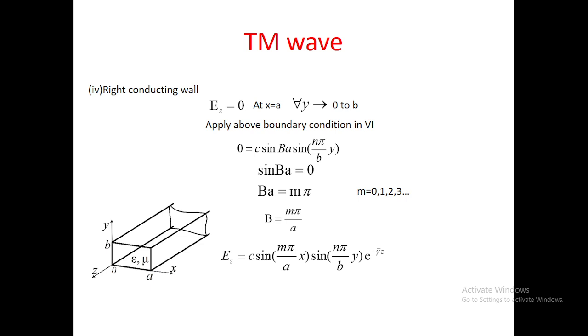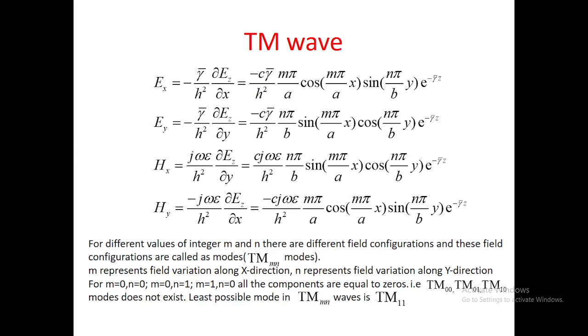Finally, the Ez equation is Ez equal to C sin(m pi x by a) sin(n pi y by b), where a is the width of the waveguide, b is the breadth of the waveguide, and m, n are both integers. m represents field variation along x, n represents field variation along y. So these are the final equations for TM wave: Ex, Ey, Hx, Hy.